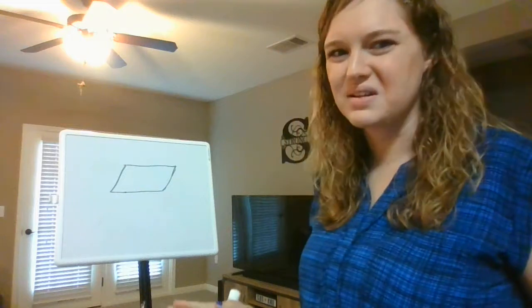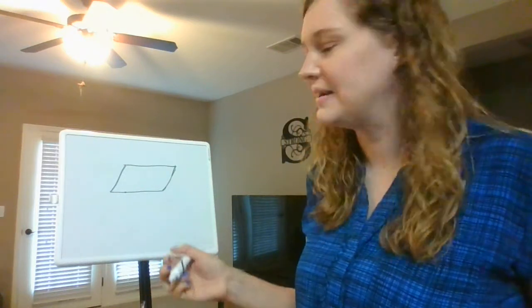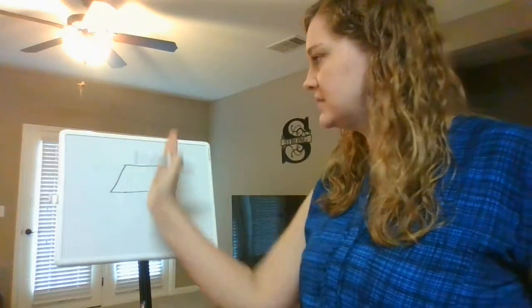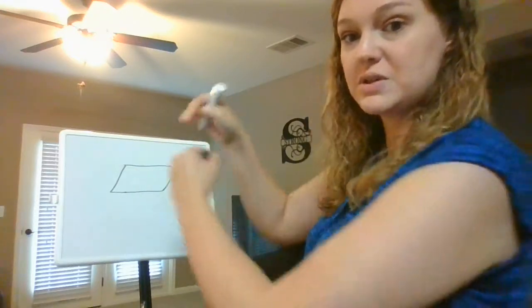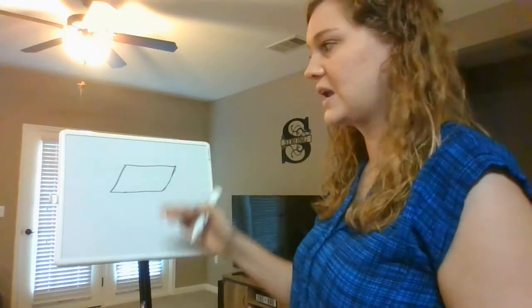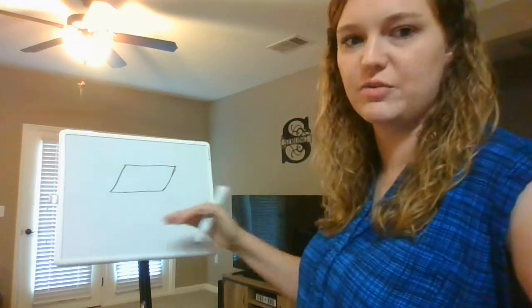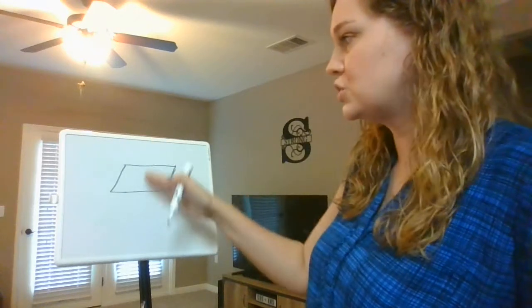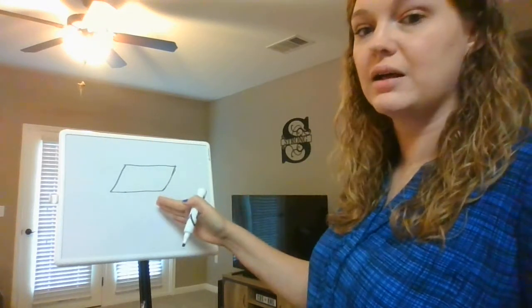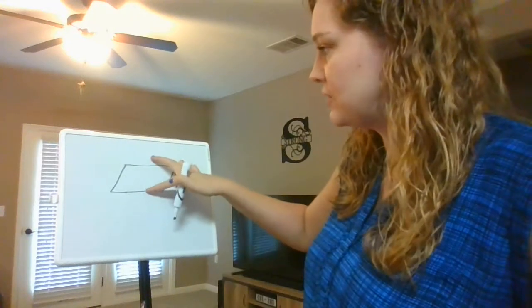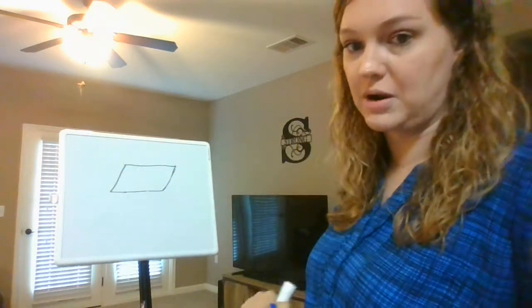I know the drawing's not the best, but it's the best I can do right now. So if you notice, these sides are parallel and these sides are parallel, meaning if they were to continue going on forever, they would never cross. So it has to have 2 pairs of parallel sides. Not one set, not two sides that are parallel, but 2 pairs of parallel sides, meaning these 2 have to be parallel and these 2 have to be parallel.